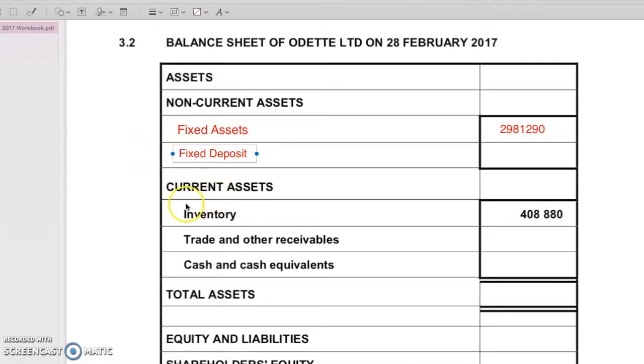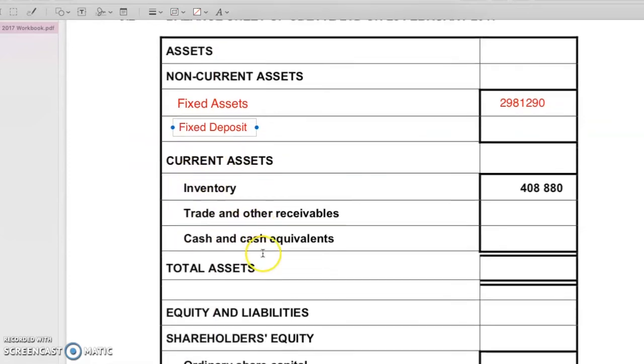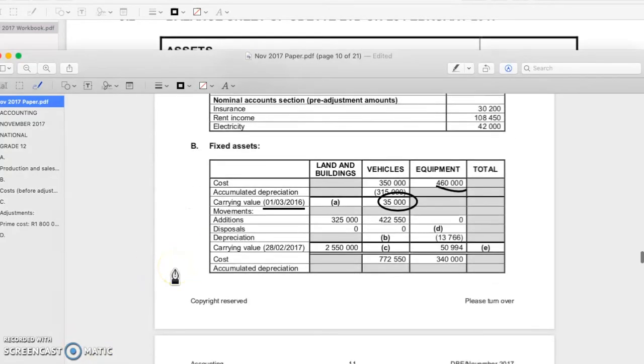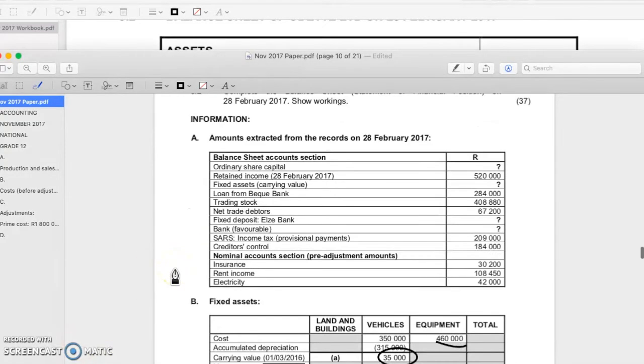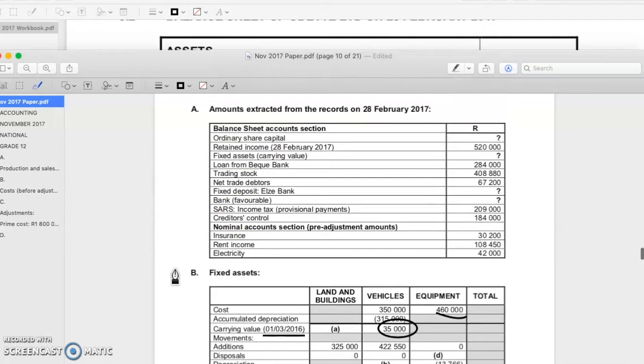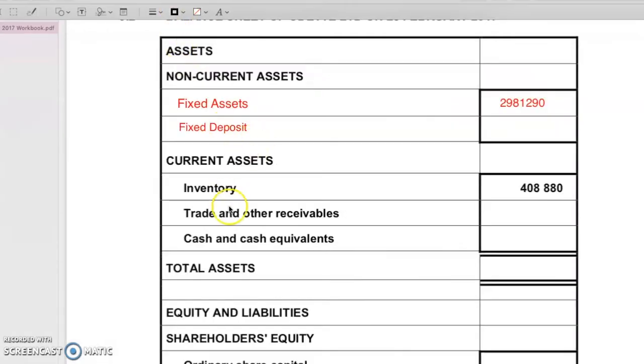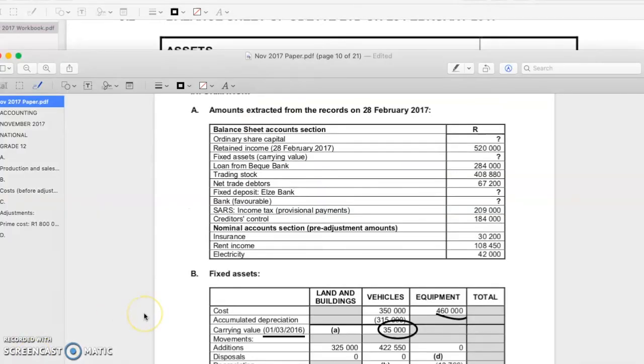They have already filled in all the details for current assets for us. We just need to do the calculations. Okay, I'm going to start reading the additional details. So inventory, we don't need trading stock here because they have the amount for us. Let's start with trade and let's see. Okay, so net trade debtors.